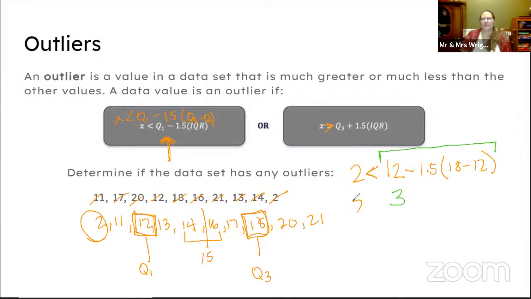Now, is 2 less than 3? If this is a true statement, then 2 is an outlier. If it's a false statement, then 2 is not an outlier. In this case, 2 is less than 3 is a true statement. So 2 is an outlier.